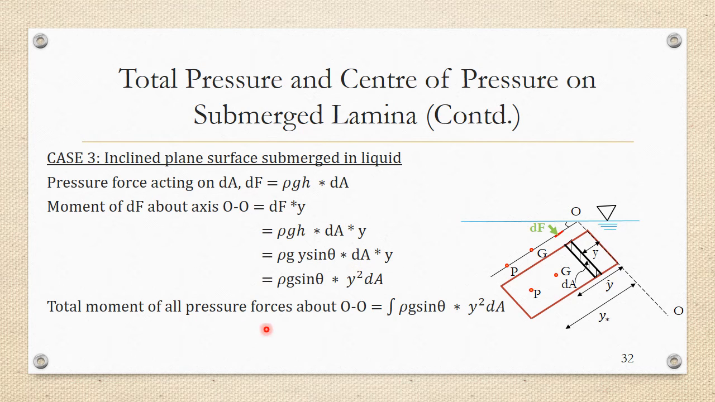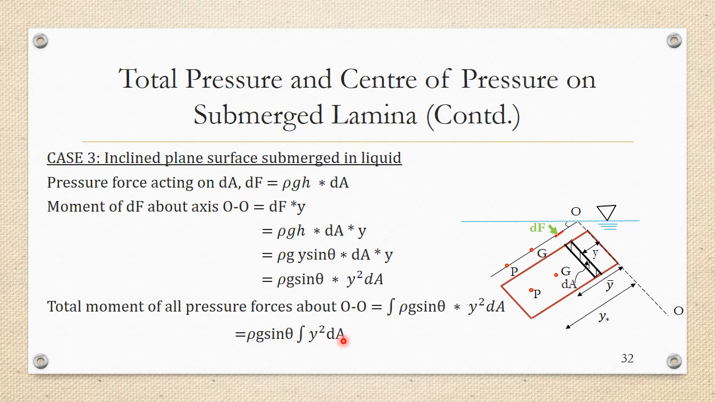And so this total moment of all the pressure forces about the OO axis is equal to integral rho g sine theta into y squared dA. So I have summed up the moments of small dFs about the OO axis by integrating them. All the constant terms can be taken outside. So rho g sine theta can be taken outside, and integral y squared dA will remain.